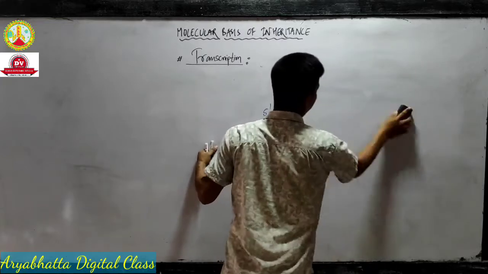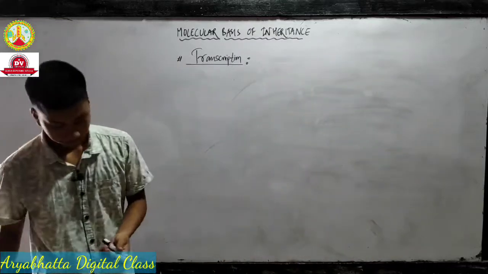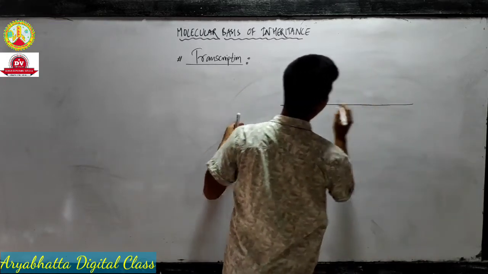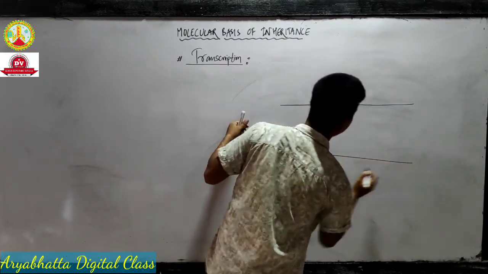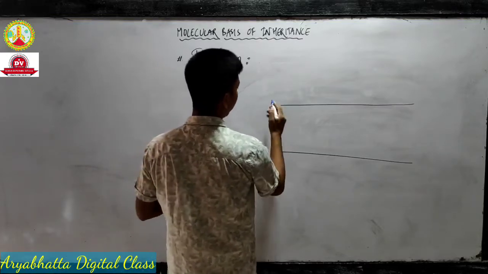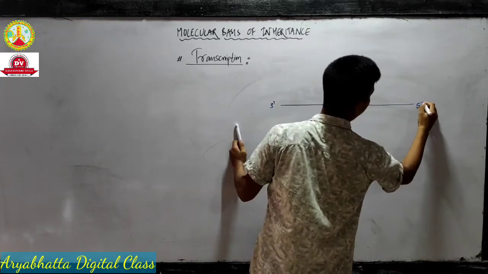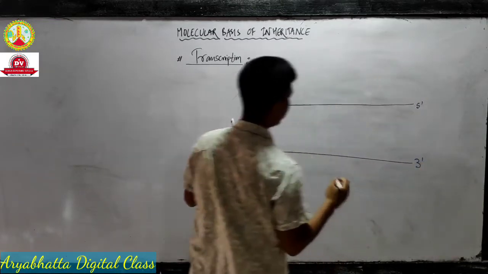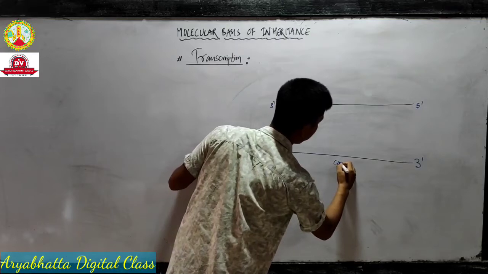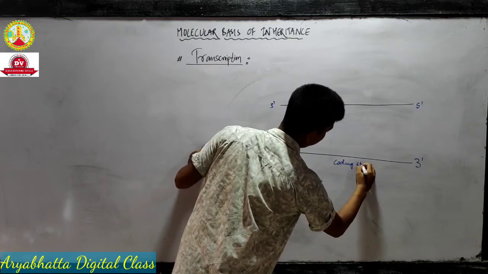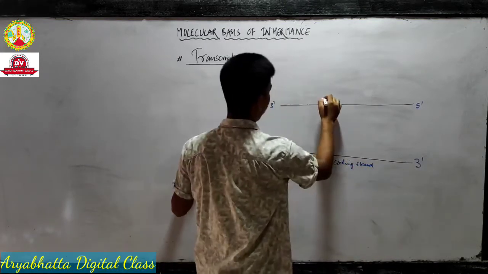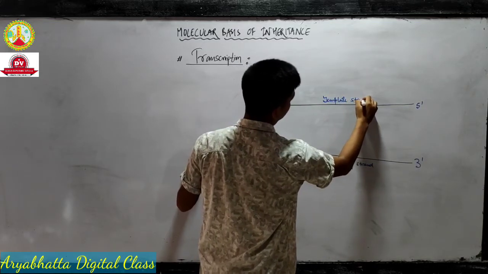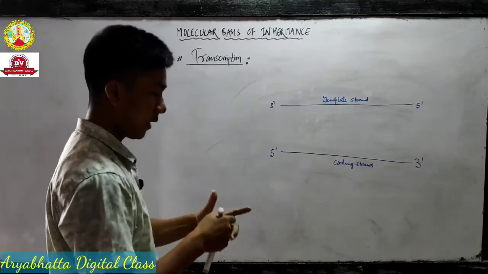Again, I'm going to write this one. I need a space. Let me draw here. This is going to be my last diagram; I'm not going to draw anymore. It has 3 prime, 5 prime, then 5 prime, and here we have 3 prime. This is our coding strand. This is our template strand. So that is our DNA strand.